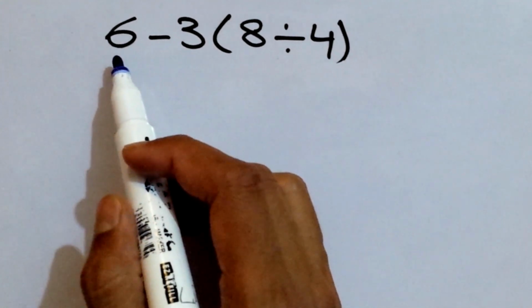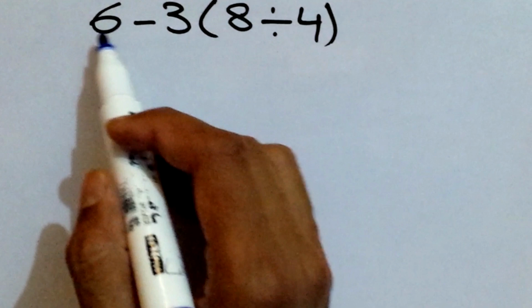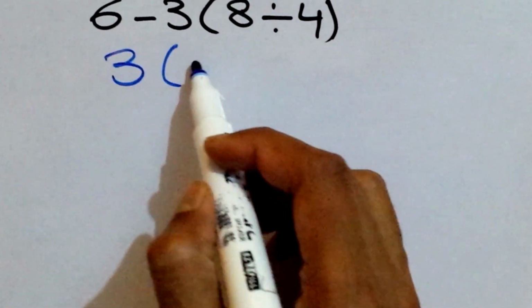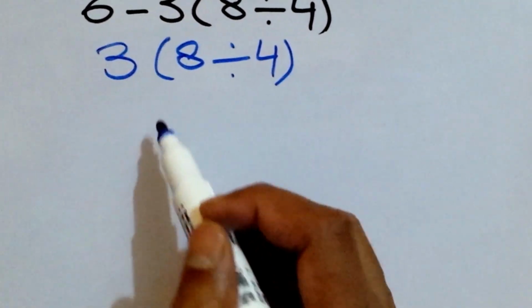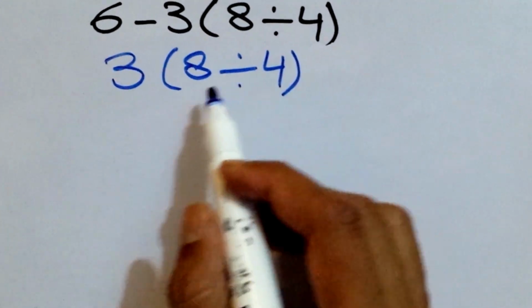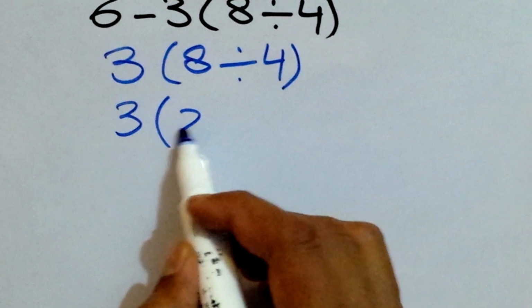Alright everyone, we have 6 minus 3, (8 divided by 4). So 6 minus 3 equals 3, right? And 8 divided by 4. Now 3 and, inside the parentheses, 8 divided by 4. So 3 and 8 divided by 4 equals 2.